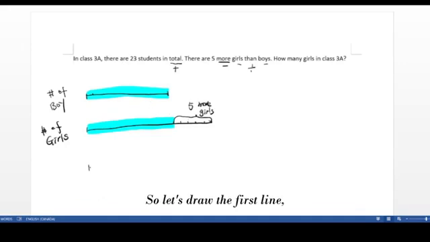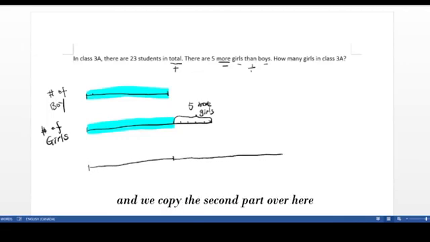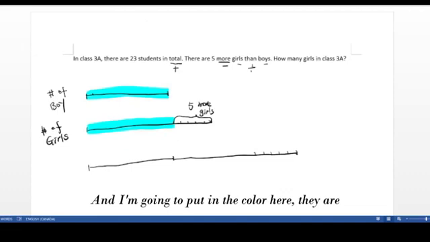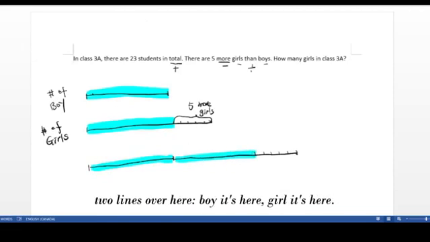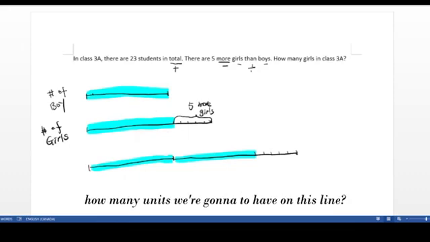So let's draw the first one. It's the boy. And then we copy the second part over here, the girls, exactly in 2 sections. And here is my 5 more girls section over here. 1, 2, 3, 4, 5. And I'm going to put in the color here. They are the same number of units. Okay, so we copied 2 lines over here. Boy, it's here. Girl, it's here. And we know there are 23 students in total. How many units are we going to have for this line?